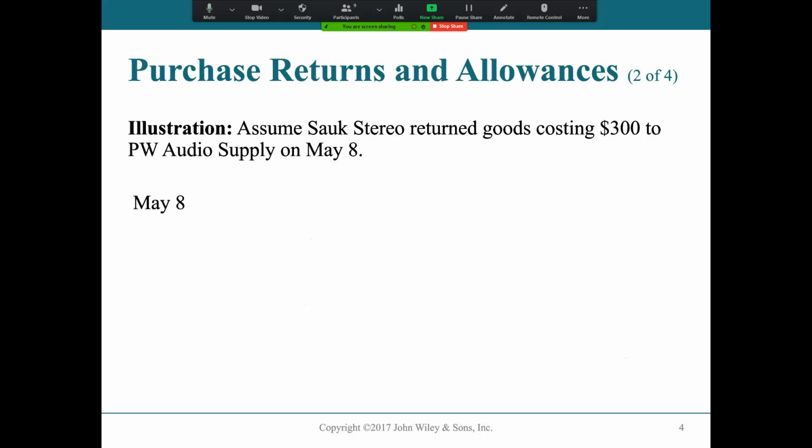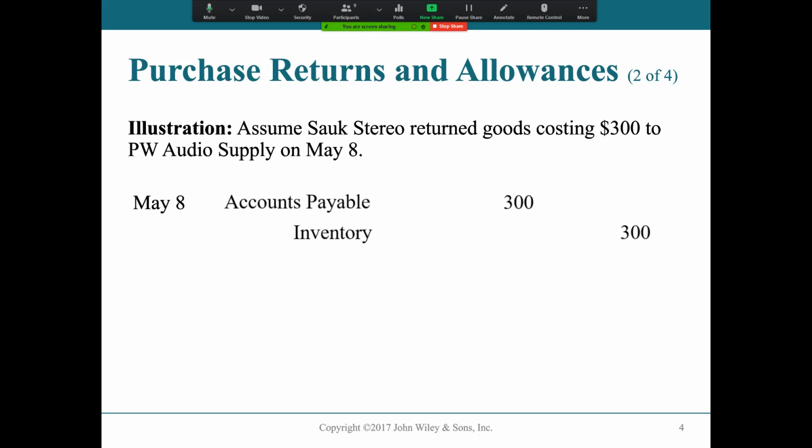All right. The next piece of this are what are called purchase returns and allowances. So again, this is from the purchaser standpoint. When you're the purchaser, sometimes you will receive goods from a supplier and they'll be damaged, or they'll just be the wrong thing, or you decide you don't want them for some reason, and so you return them. And so it says, assume Sox Stereo returns goods costing $300 to PW Audio Supply.